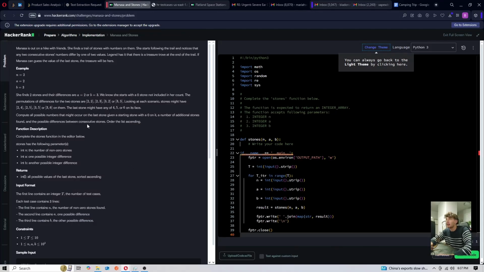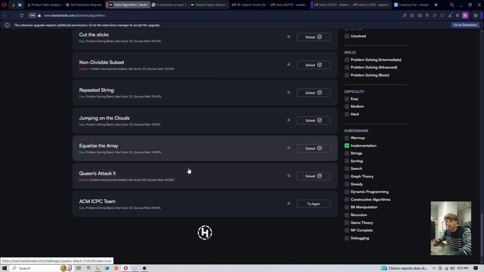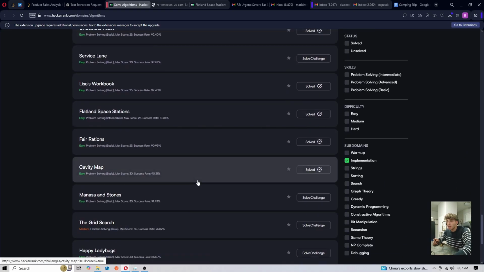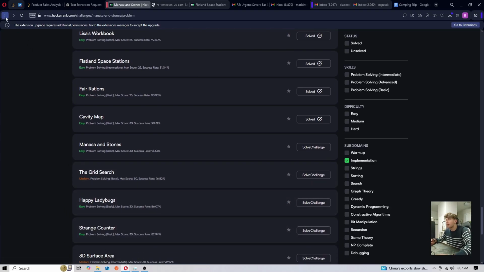Today we will be doing the Manasa and Stones HackerRank challenge. It is an easy challenge with like a 90 or something percent pass rate. So we will be doing this and probably the one that comes after it, which will be the grid search, a medium problem with a 76% pass rate, in problem solving basics. So that one shouldn't be too bad.